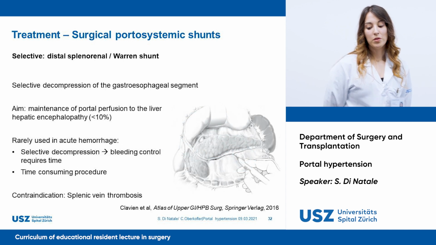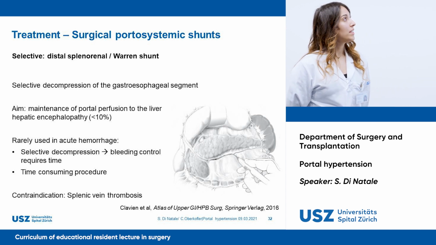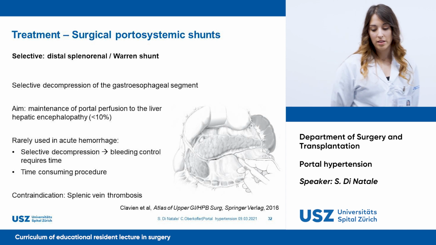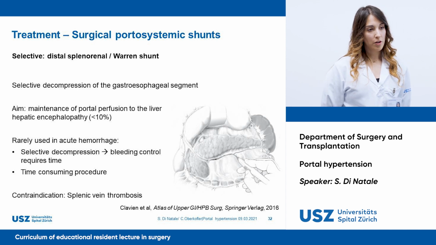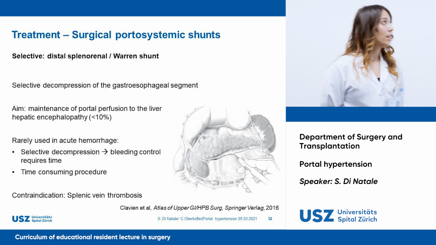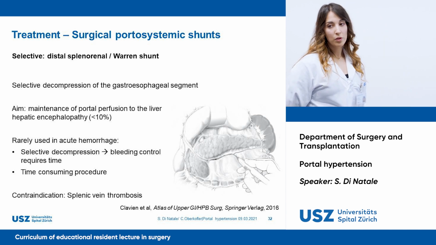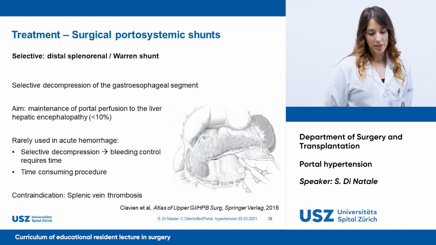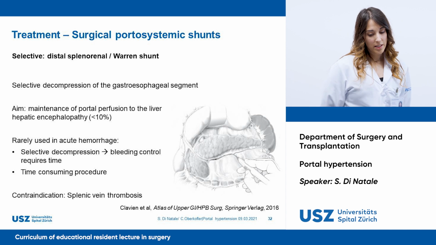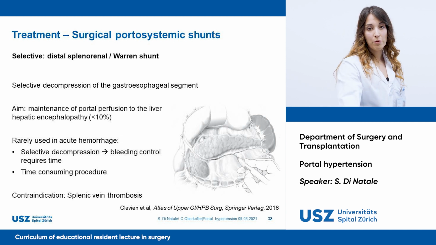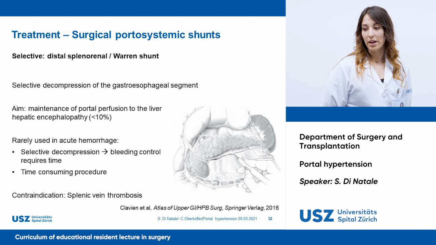Now, one of the most known shunts is the selective one, the distal splenorenal, also called Warren shunt. It is a selective decompression of the gastroesophageal segment, and the aim is also to maintain the portal perfusion to the liver. And hepatic encephalopathy is seen in under 10% of the patients. This kind of shunt is rarely used in acute hemorrhage due to the selective decompression, and therefore the bleeding control requires time.